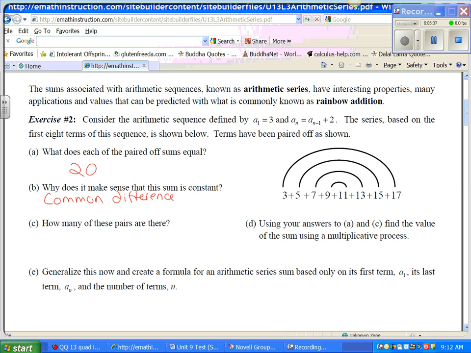Yeah, we meant the common difference was 2. It's going up by 2, not by 3. I lied. Thank you. I was just going off what you said. Oh, thanks. You're welcome. The common difference is 2. I apologize.